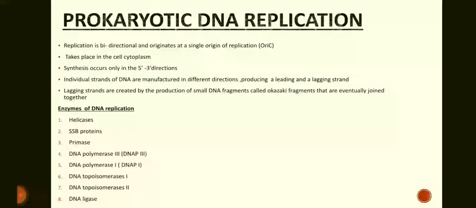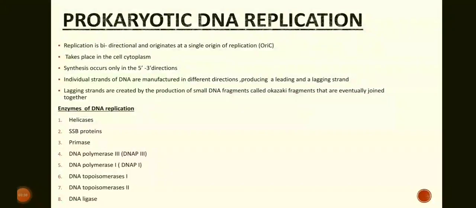Next enzyme is DNA polymerase III. It elongates the DNA strand by adding deoxyribonucleotides to the 3' end of the chain. Synthesis can only occur in the 5' to 3' direction because of DNA polymerase III. Now, DNA polymerase I. Its function is to replace the RNA primer with the appropriate deoxynucleotides.